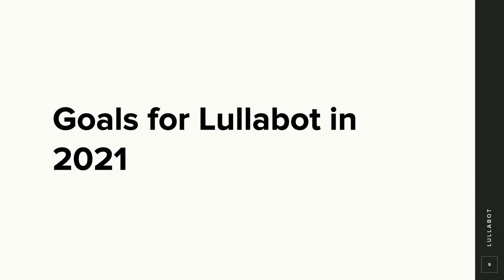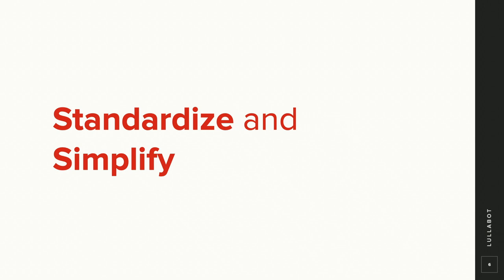In our State of Lullabot presentation, our CEO, Seth Brown, gave us these two words. He said we needed to do a better job of standardizing our processes, and we needed to simplify them so that we could do a better job of delivering quality work faster. But those are the words he gave us as a company. What do they actually mean to each individual department or team?